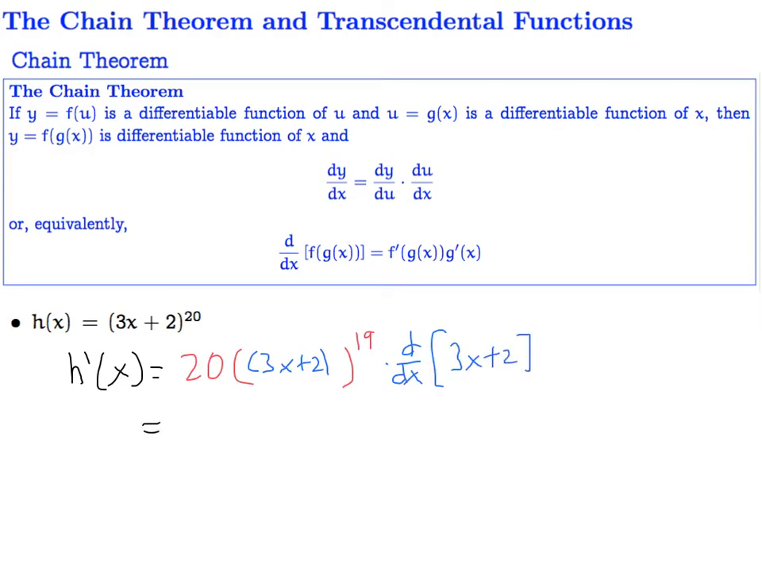And so what I end up with is 20 inside the parentheses, 3x plus 2 to the 19th. And now I take the derivative of this inside part, and I get 3. The reason I like to do it this way is because it is going to lend itself to being a lot more useful later. But overall, I've done the exact same thing that I had before. Inside the parentheses, I still have my g of x function left alone. Outside, I've taken the derivative, and I've multiplied by the derivative.